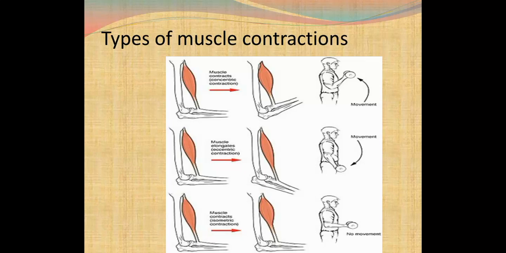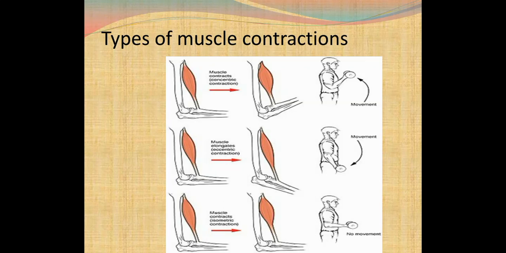The first one is the concentric muscle contraction, in which the muscle is shortening. As you can see in the picture, when a person tries to lift the dumbbell and bend the elbow, the biceps muscle goes through concentric contraction. The second type is called eccentric contraction. In this type of contraction, the muscle elongates. As you can see in the picture, when the person tries to straighten the arm using the dumbbell, that type of muscle contraction is called eccentric contraction of the biceps muscle.